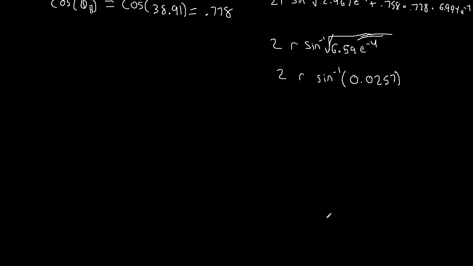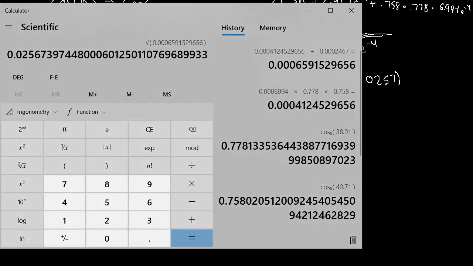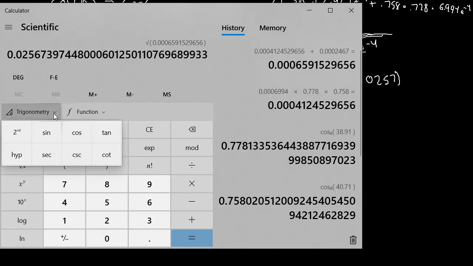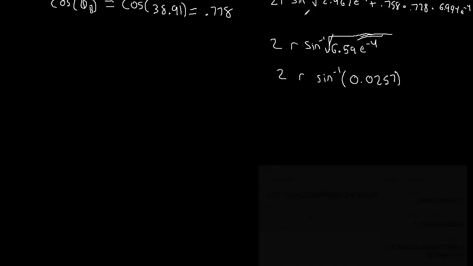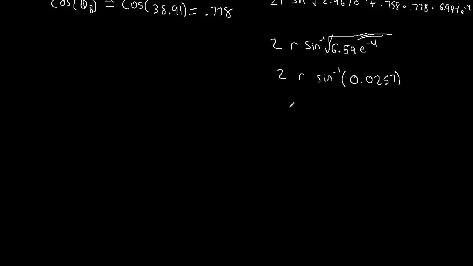So what we're going to do is take the inverse sine. To do that, we're going to go into here. This is the value that we already had. To get the inverse sine, you click on the trigonometry button, click the second button, and you'll see that it pops up sine -1. If we click that, you'll see that it took the sine here to the -1, so this is the inverse sine, 1.47. So this gives us 2 times r times 1.47.